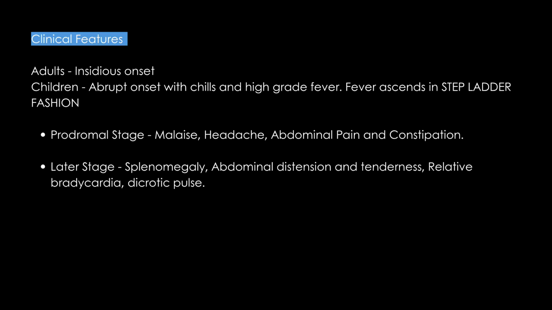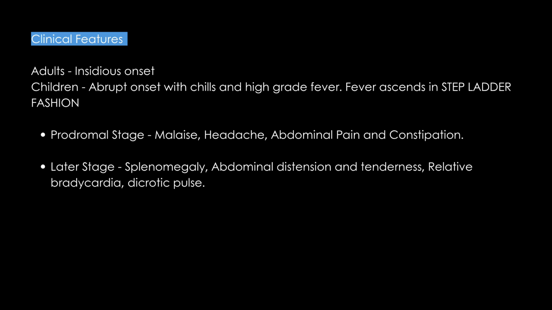So when it comes to clinical features, adults usually have a gradual, insidious onset of illness, whereas children often have an abrupt onset with chills and high-grade fever. The fever typically rises in a step ladder pattern. In the early or prodromal stage, the patient may have malaise, headache, abdominal pain and constipation, and as the disease progresses, there may be splenomegaly, abdominal distension, tenderness and a characteristic relative bradycardia.